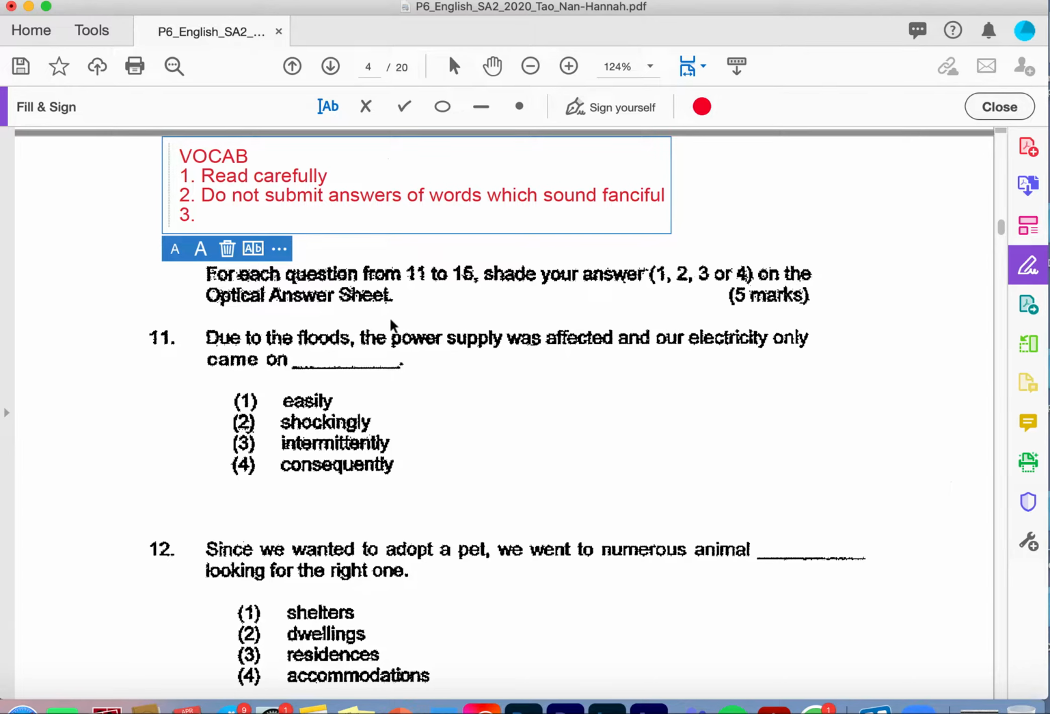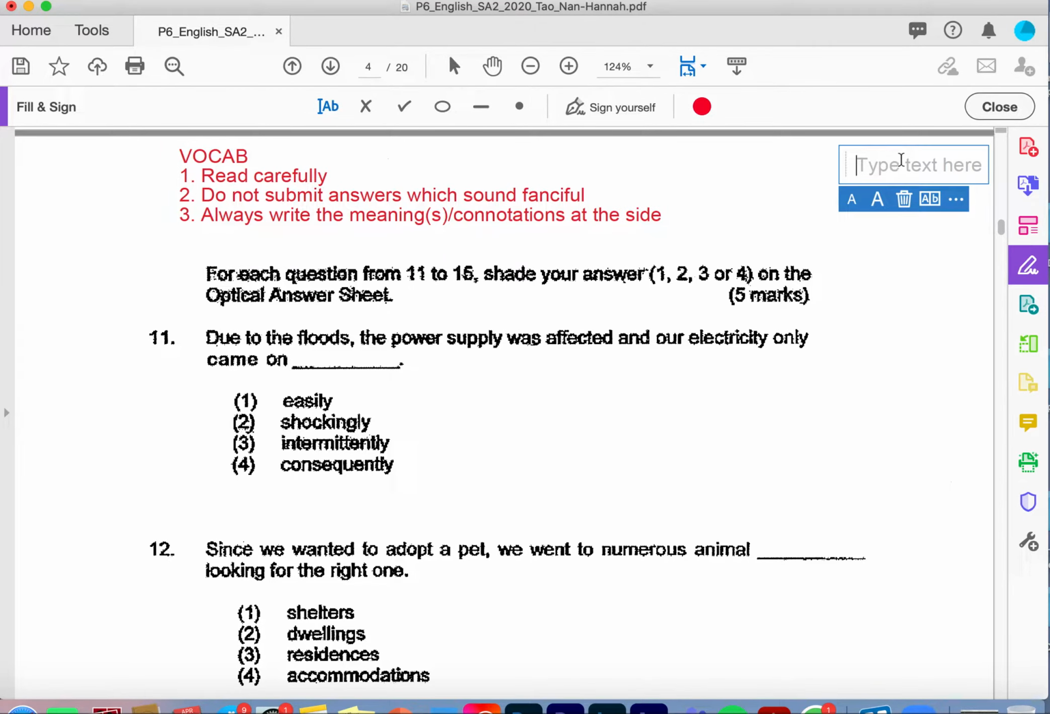Okay, so that's the first thing. Do not submit answers which sound fanciful just because you don't know the meaning. Always write the meaning. You could have multiple meanings. Sometimes you have connotations. I'll give an example in a little bit at the side. Okay, so an example of what is a connotation exactly.